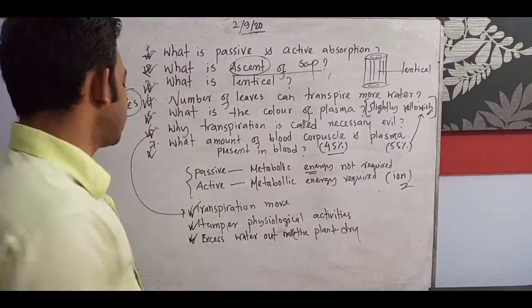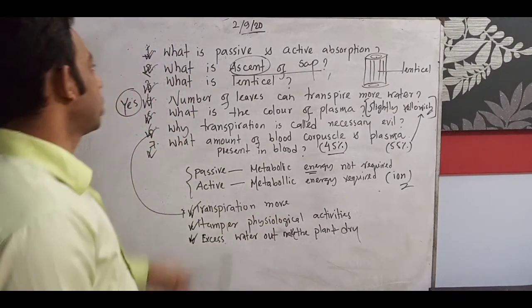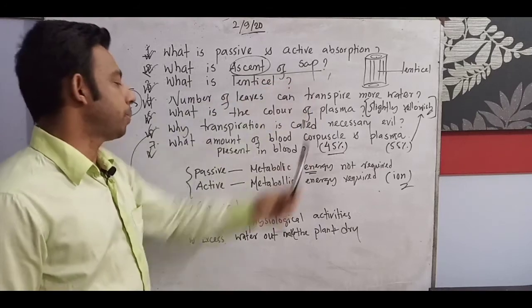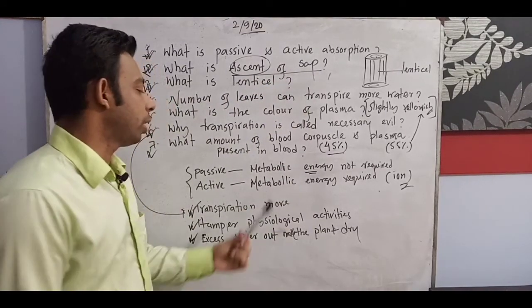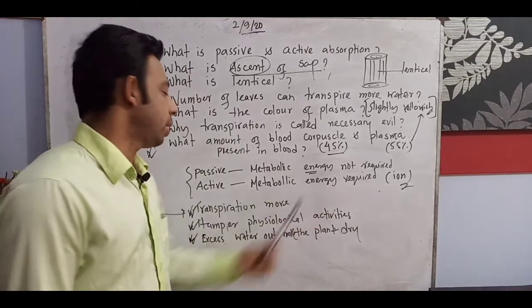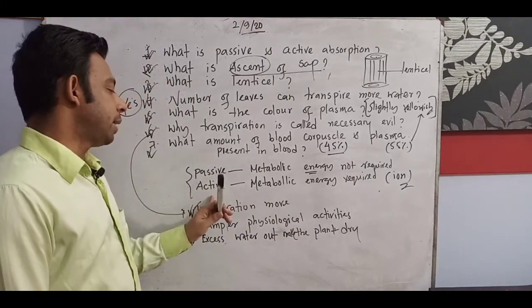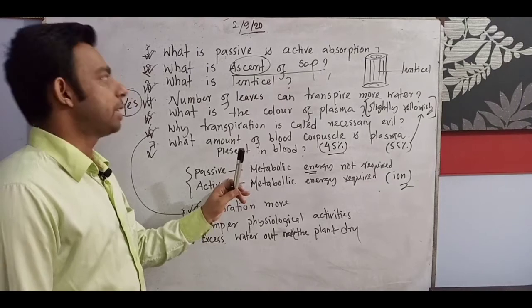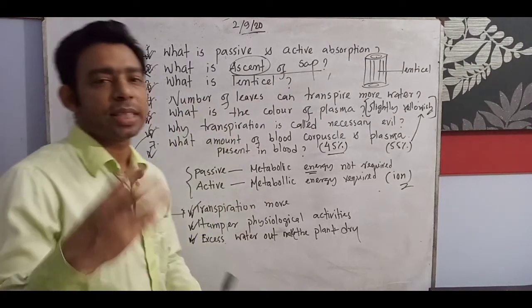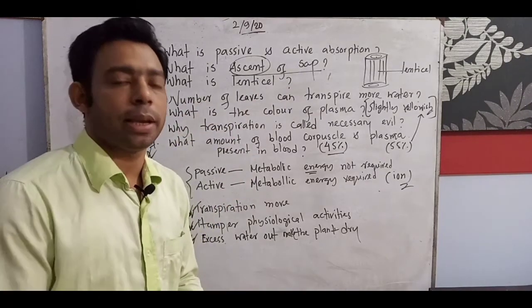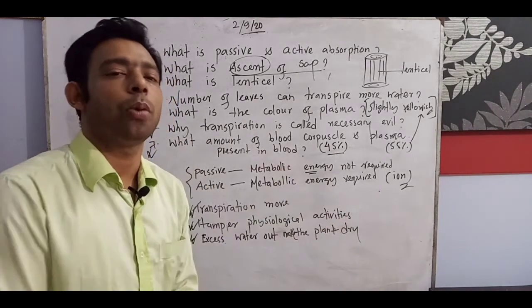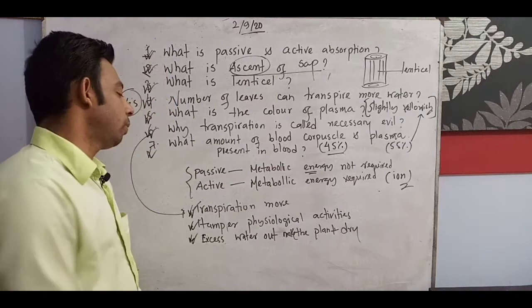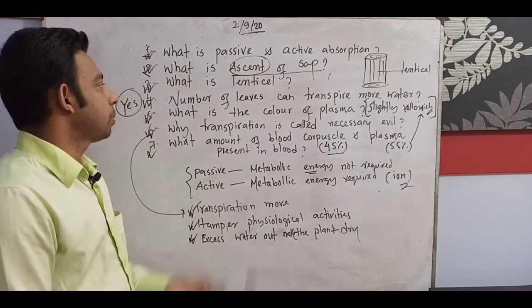So my dear students, these are the questions. We can review once again. Passive and active absorption: I told you metabolic energy is not required in passive, and I made you understand what metabolic energy is. Metabolic energy is required in the case of active ion absorption, and not required in passive. Ascent of sap: cell sap can go upward slightly through the vascular bundle, the vascular tissues. That is the ascent of the sap.